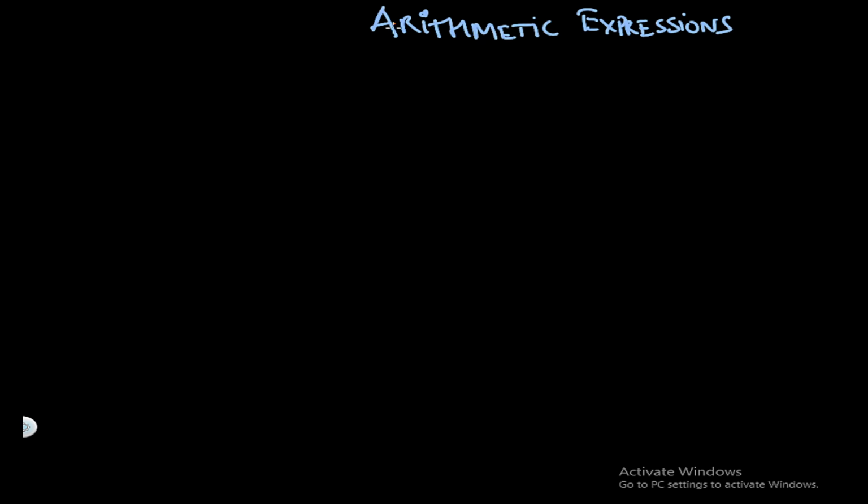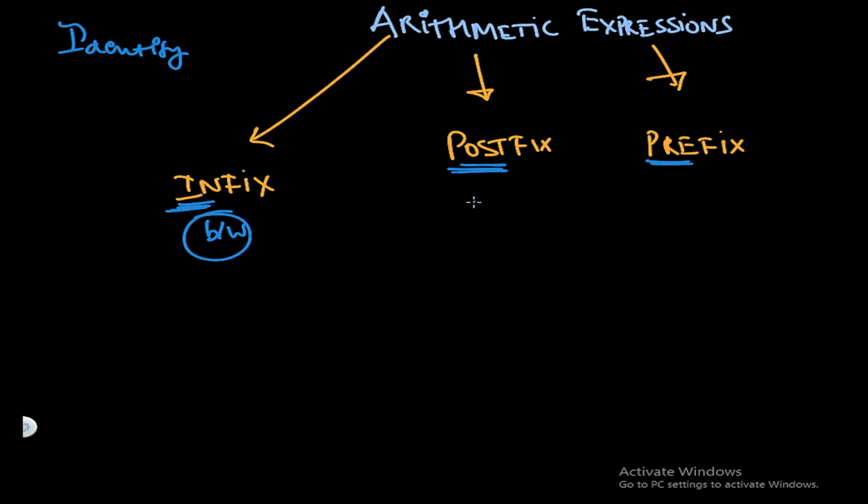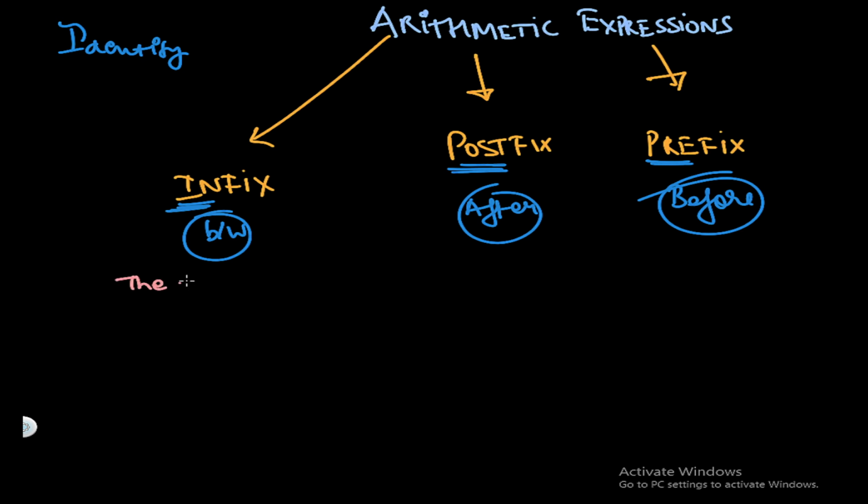Now we have basically three types of arithmetic expression. One is infix, another one is postfix, and the third one is prefix. To identify which is which, always see the first two letters: in, post, pre. In means between, post means after, and pre means before.